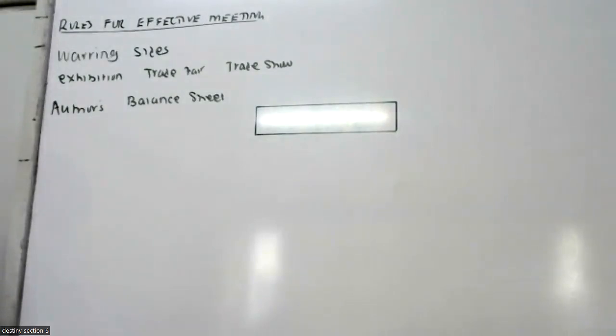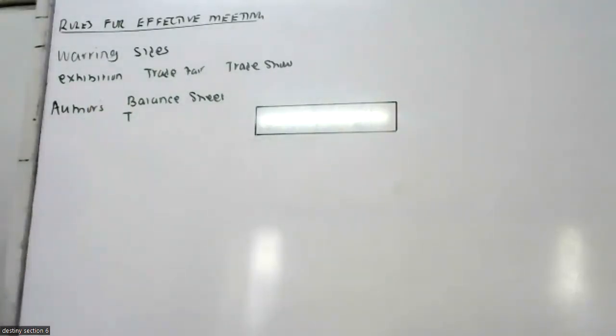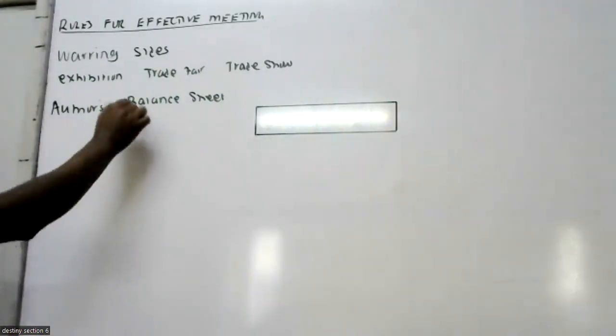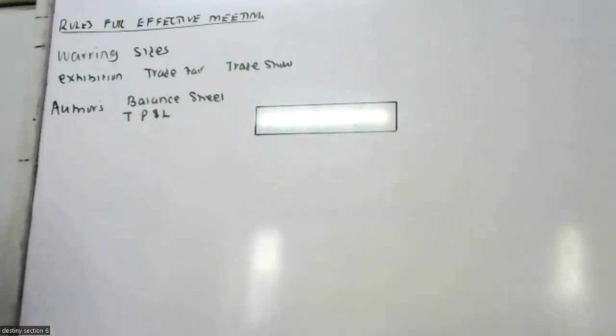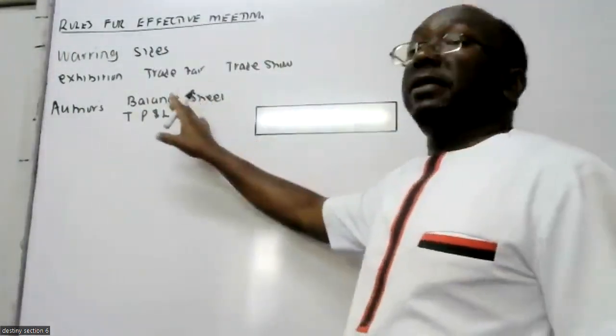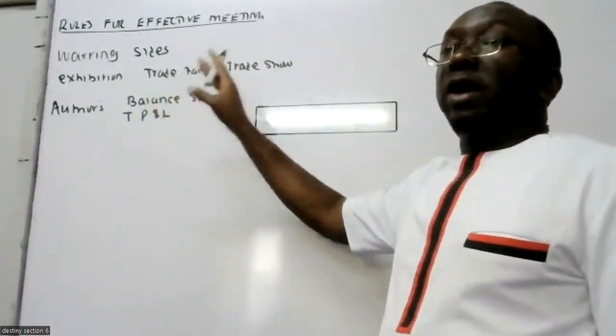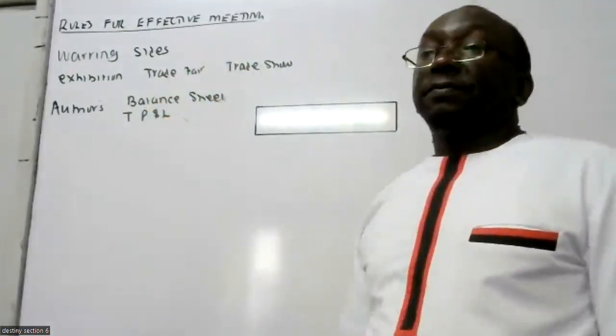What do you use now? Yeah, statement of financial position. You talk of profit and loss account, TPL. You talk of income statement. You see, in our days, we were talking of the statement of financial position, income statement. Now we are talking of TPL and BS.